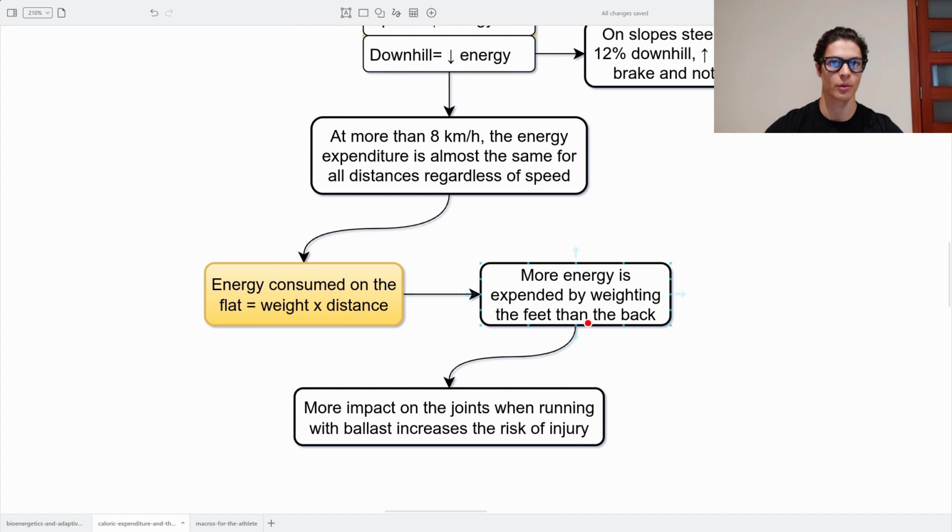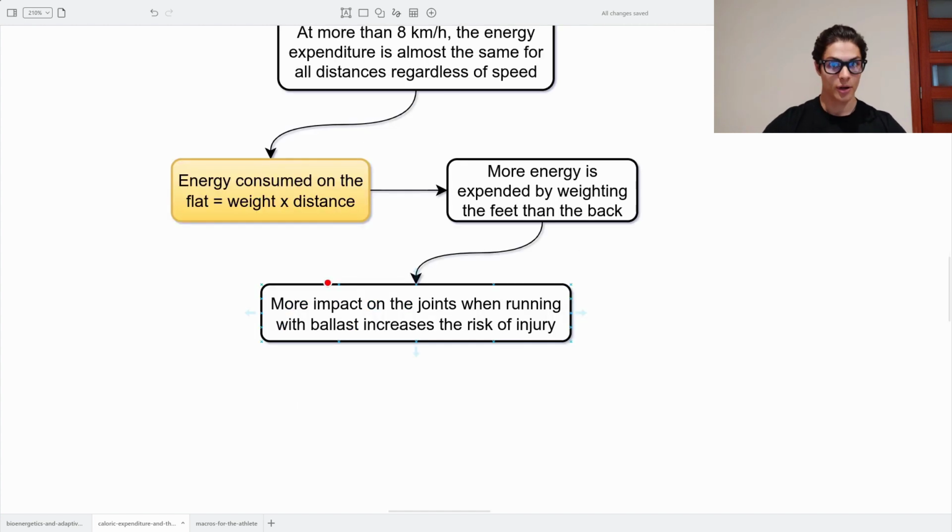So if, for example, we want to increase our energy expenditure doing the same exercise, well, we can put some weight on our feet rather than on our back if we are walking, for example, because you are swinging the weight and you are consuming more calories that way. But you have to be careful because there is more impact on the joints when running with ballast, and it increases the risk of injury.